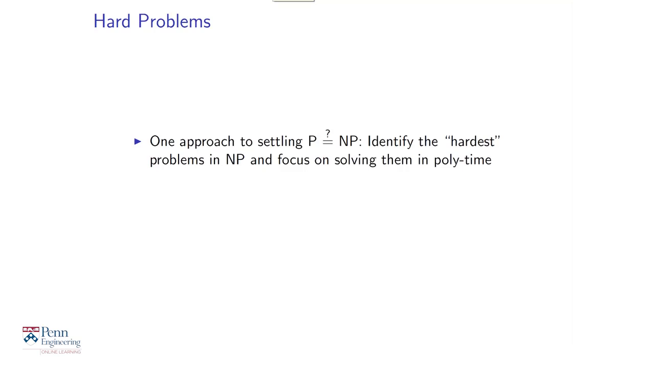So one way to try to attack the P versus NP question is to find the hardest problems in NP and try to come up with a polynomial time algorithm for them. Because if you could come up with a polynomial time algorithm for the hardest problems in NP, then you would presumably have polynomial time algorithms for all problems in NP, and you would show that P equals NP. So if you're going to devote your energy to solving a very difficult problem, you might as well go whole hog and try to solve the hardest problems in NP. Now the only question is, what do we mean by the hardest problems in NP, and how do we know which problems are hard?